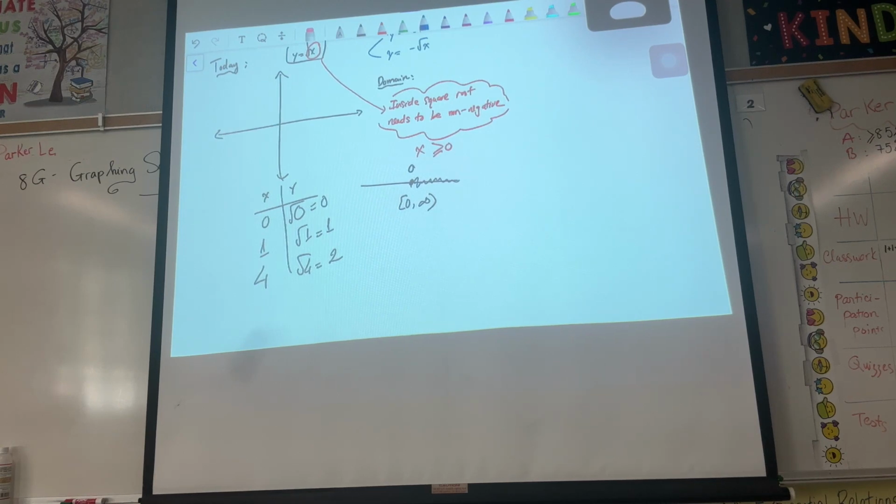So we want, let's just write that here, the inside of the square root to be a perfect square. Let's choose specifically 0, 1, and 4.